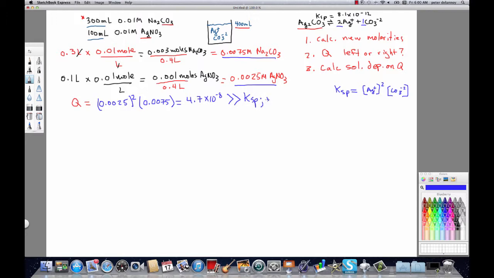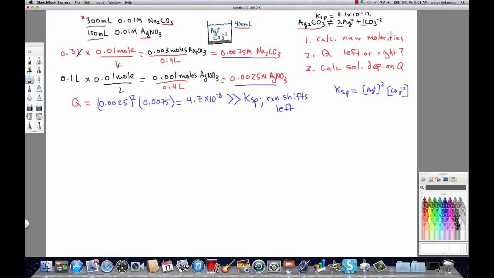So our Q value is greater than our Ksp. And that means your reaction shifts left. Now, what that means is that we're going to form a precipitate. So to be clear about that, this precipitate is going to be a white one. I'll use gray here to color it in, just to emphasize the fact that we're actually going to form a solid. So I'm going to put this in the bottom of the beaker now.